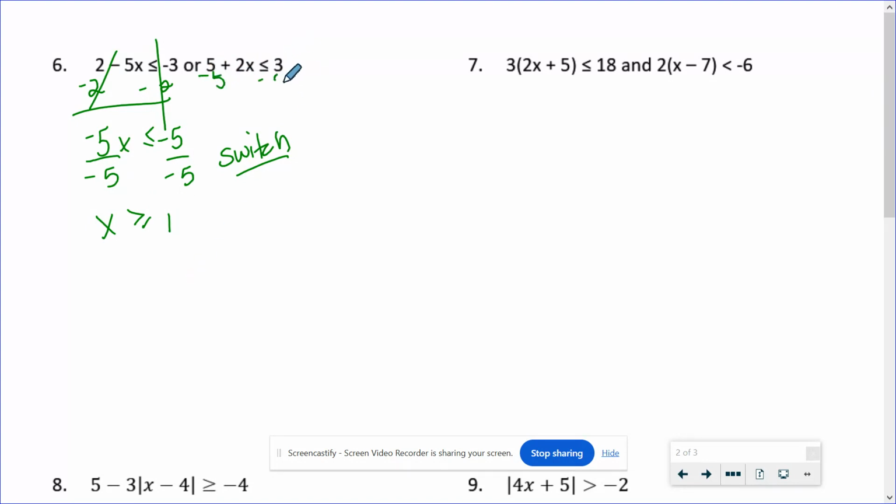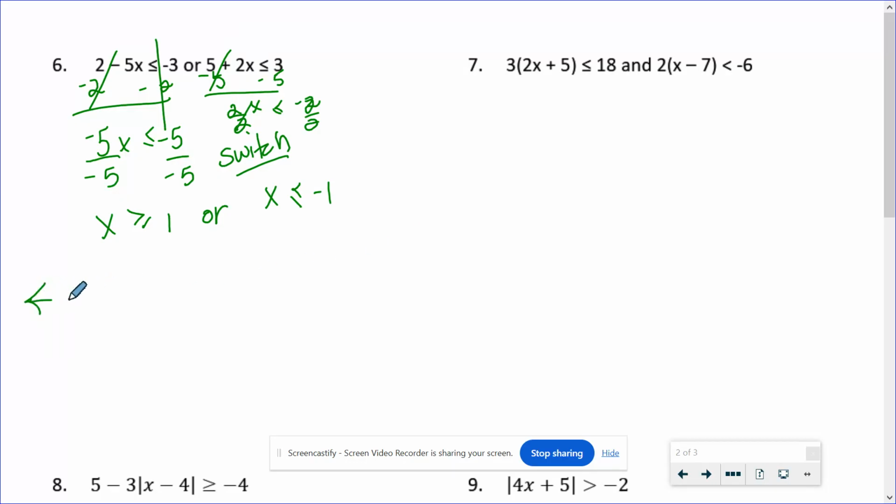Or, let's see what happens here. I'm going to subtract 5 from both sides. I got so excited that I was switching my sign, I wrote it really big in this spot here. So now I'm kind of running out of room. So I don't have to switch my sign this time. This is an OR answer.